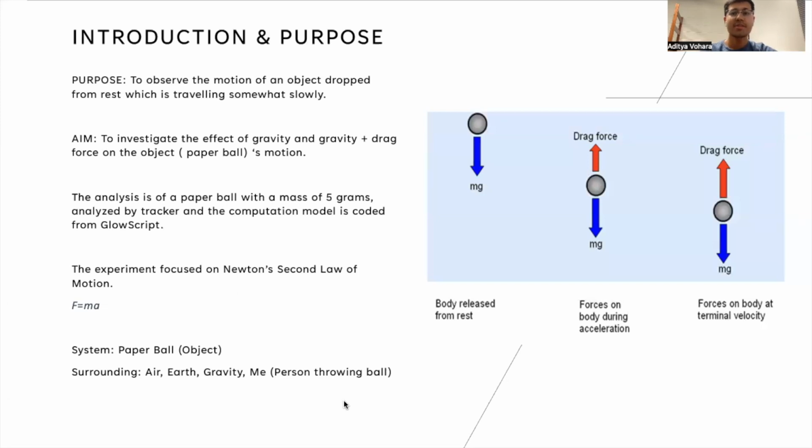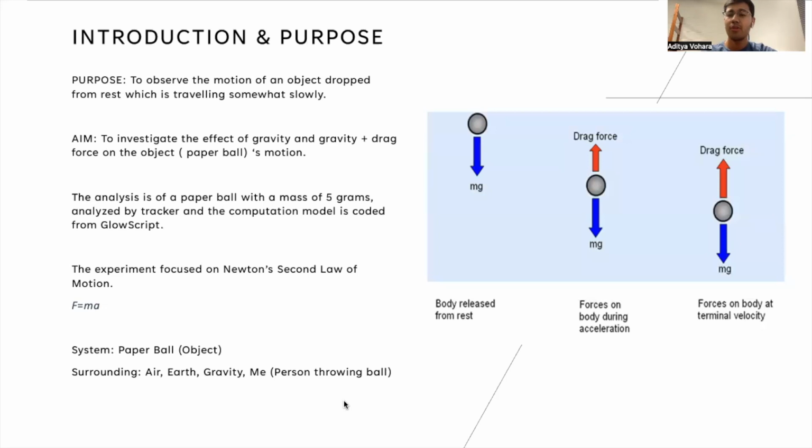The purpose of the experiment is to observe the motion of an object dropped from rest, which is somewhat slow-traveling. The aim is to investigate the effect of gravity, and the second case of gravity plus drag, on the object's motion. The analysis of a paper ball with a mass of 5 grams is done using Tracker and computed by a computational model coded in GlowScript.